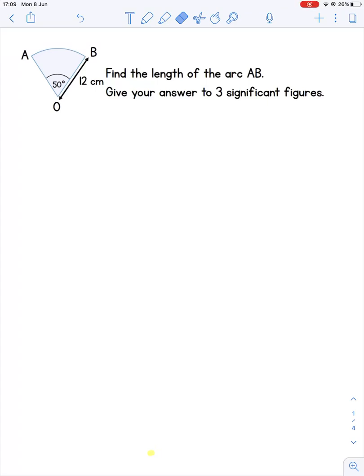Find the length of the arc AB. So that's the curved length from A to B. Give your answer to 3 significant figures. We'll think about that at the end.